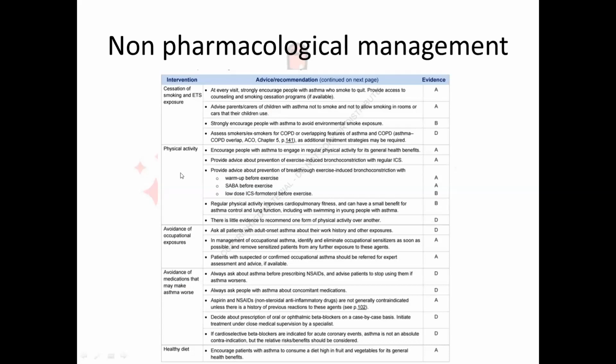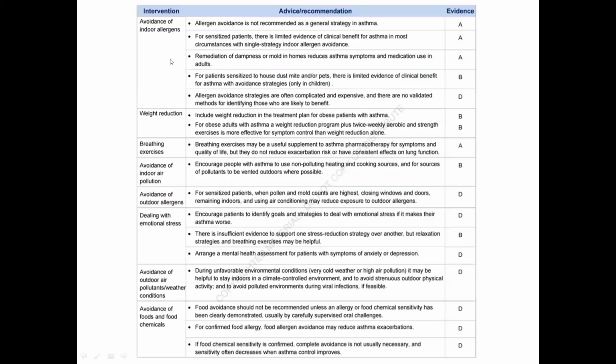Always encourage the patient to do physical activity, and ask to avoid occupational exposure. Then one important thing is avoidance of medications that may make asthma worse. Always ask about asthma before prescribing NSAIDs and advise the patient to stop using them if asthma worsens. Aspirin and NSAIDs are not generally contraindicated unless there is a history of previous reaction to these agents. Then advice about healthy diet, avoidance of indoor allergens, outdoor pollution, weight reduction, breathing exercise. These are all very important in the management of asthma.